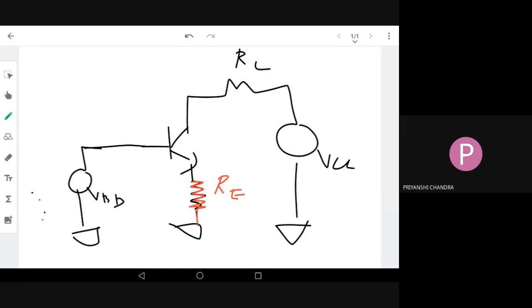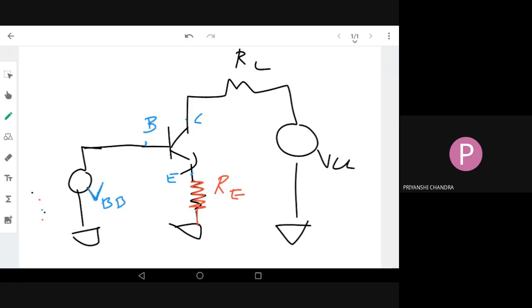But here, if I put RE here, let's calculate the new equations of IB. We know that this is VBB. This is the base, this is the emitter, emitter E, and this is C. Now let's calculate IB here. What is IB from this equation, or at least what is VB from here? We are giving VBB here.